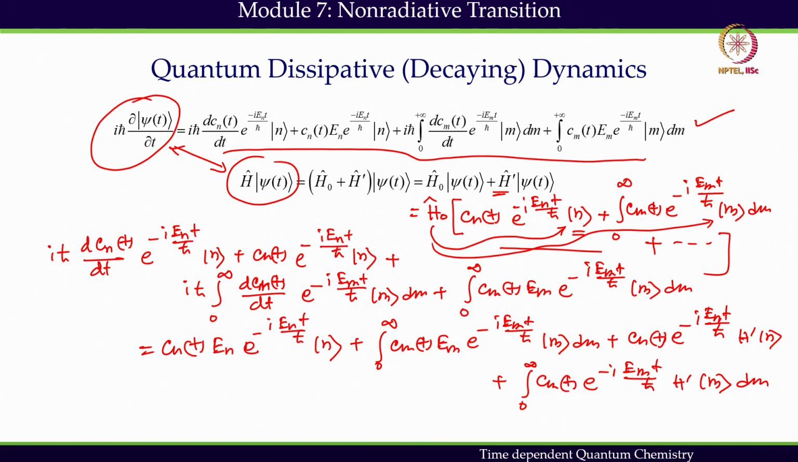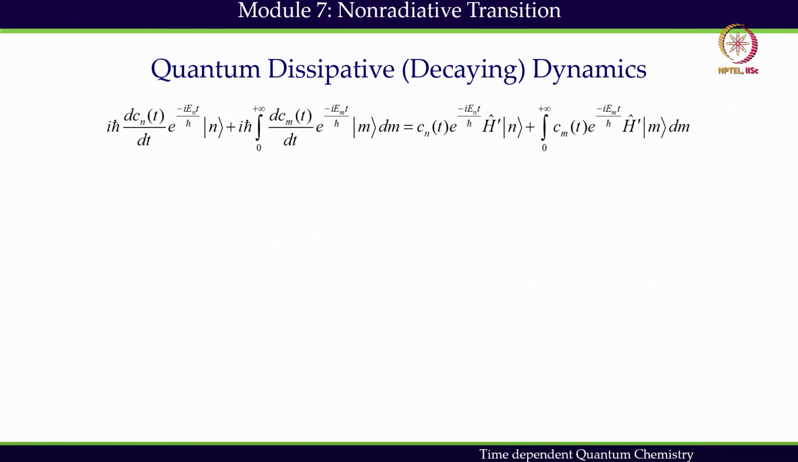So, this E_m term will be cancelling out, and in this term here I had another term E_n. So, this term will also cancel out. So, finally, what I get is this expression.